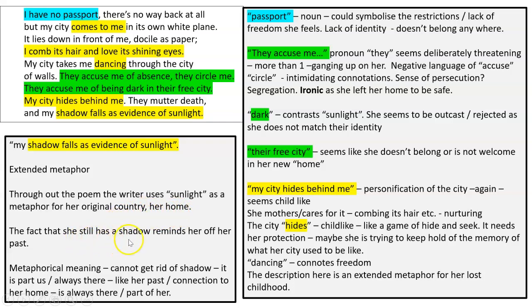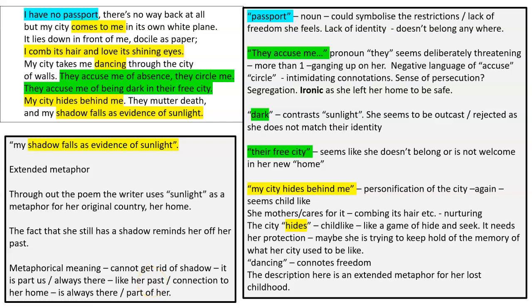And the fact that she still has a shadow, I should say, it reminds her of her past. So the fact that we always have a shadow, we can't be separated from our shadow, reminds her of her previous life. And this idea of a shadow is interesting as well, the kind of symbolic meaning of a shadow, because we always have a shadow. It's always there, even when we can't see it. It's kind of like part of us.